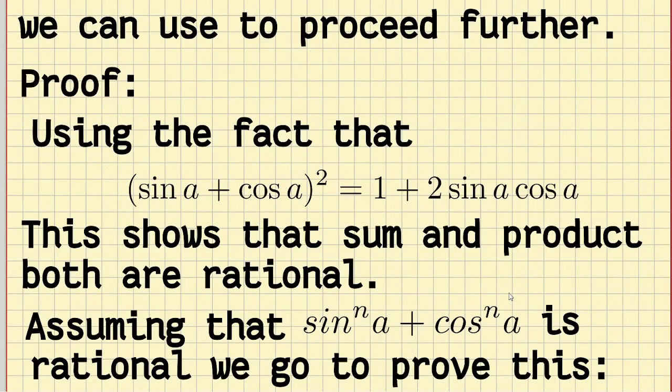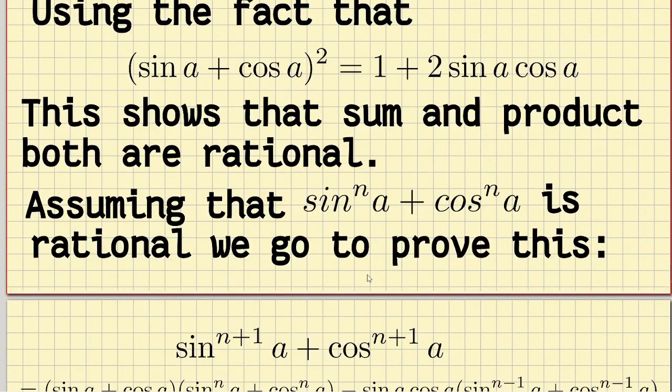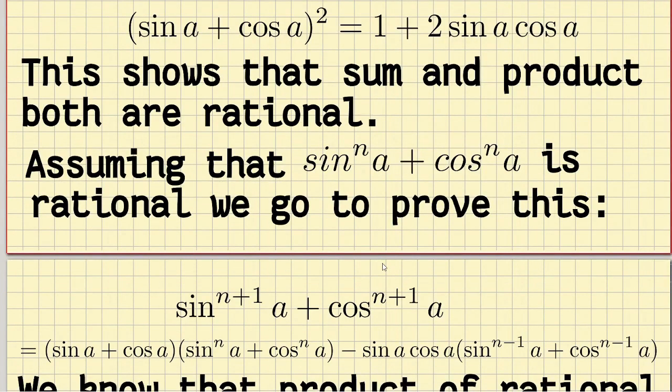And if I prove this, and assuming that sin^n A + cos^n A is rational, we will go on to prove this. As you can see, if sin^(n+1) A + cos^(n+1) A is rational, then we will be done. So this is what we are trying to prove. And these are the base cases which we have. And if I am successfully able to move till here, then I will be done. So see, you can write it like this.